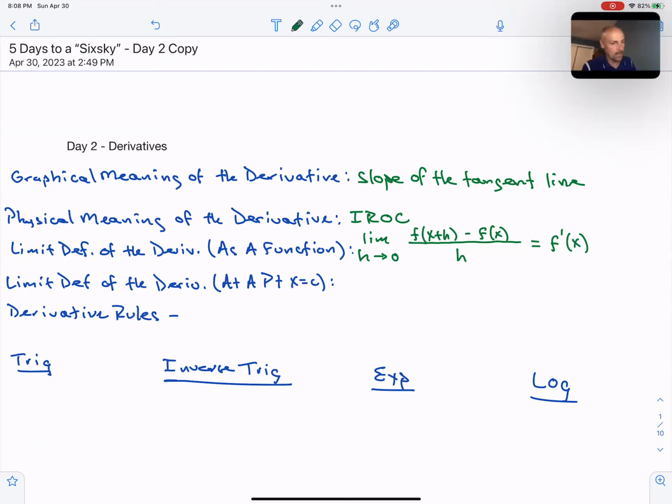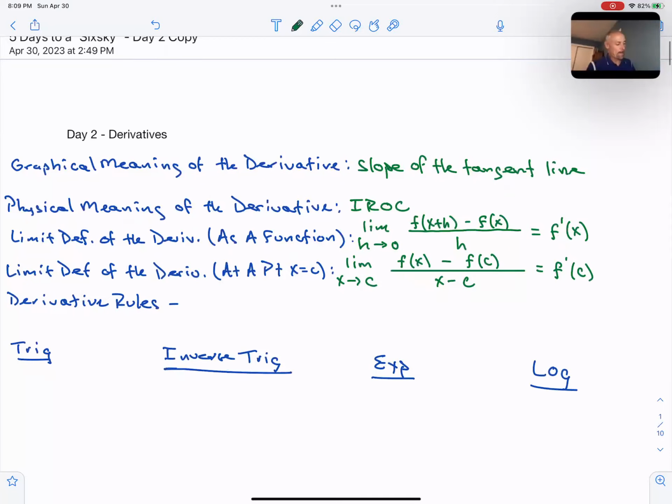The second limit definition of the derivative is at a point. That one's going to be similar. It's the limit as x approaches c, and then again the expression is just going to be the slope of a line between 2 points. So it's going to be y2 minus y1. This time it's going to be f at x minus f at c all over x minus c, and that's going to give us the derivative f prime, but at a particular x value that we're calling c.